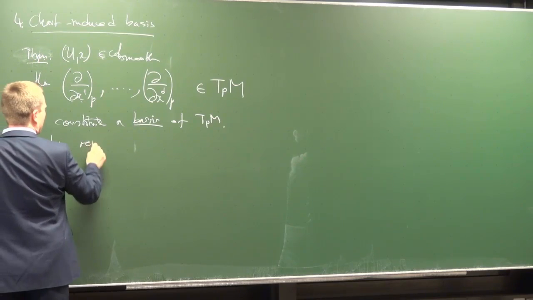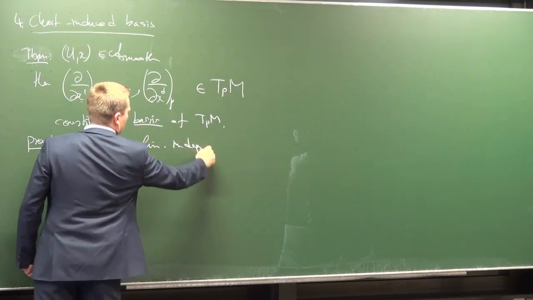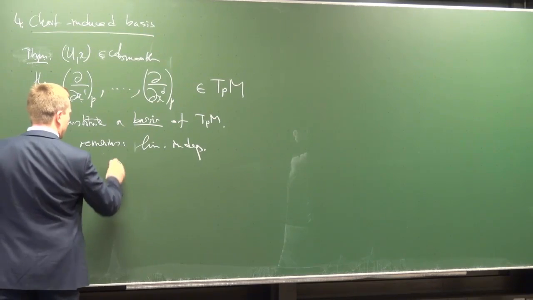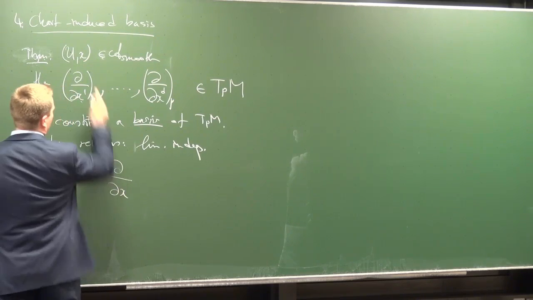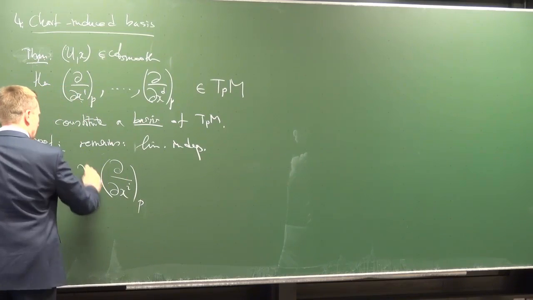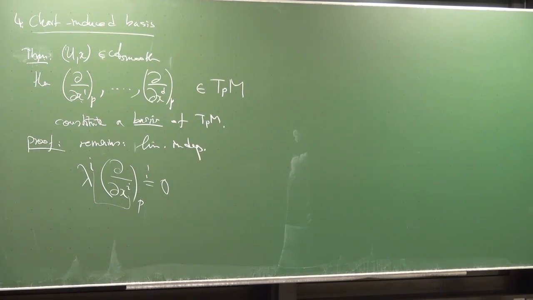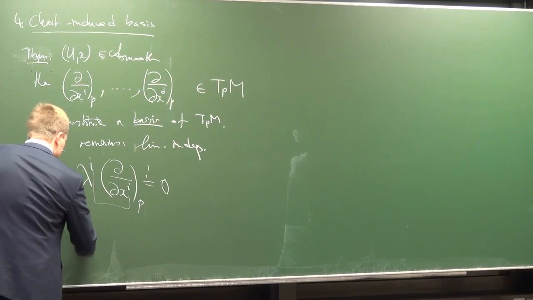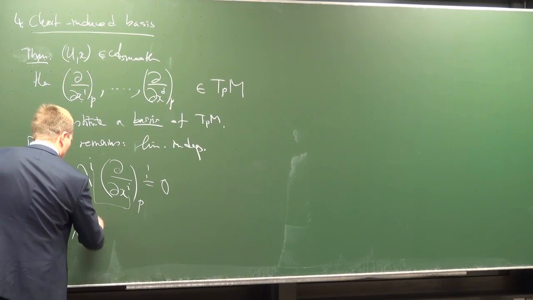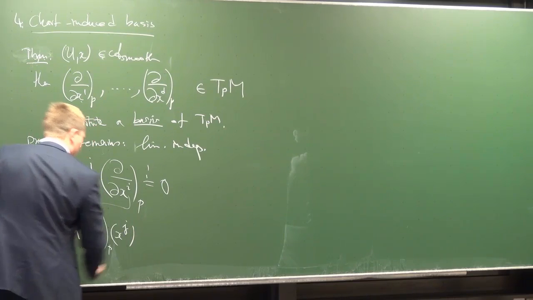Proof, it remains to be shown that they're linearly independent. How do we do this? Well, we need to take the vectors, and I may call them vectors because they lie in the tangent vector space. We take these and we multiply them with lambdas and take the sum and require this be 0. And we need to be able to show that therefore all the lambdas are 0. That's linear independence. But that's simple because I simply apply the whole thing to the jth coordinate function.